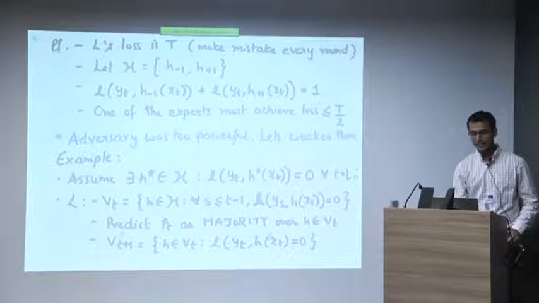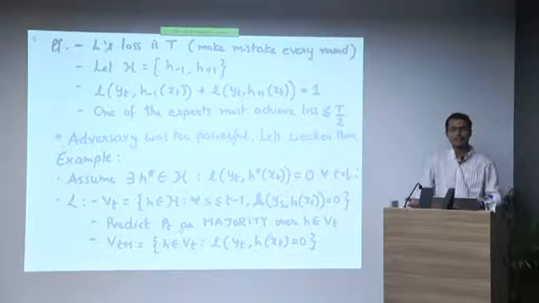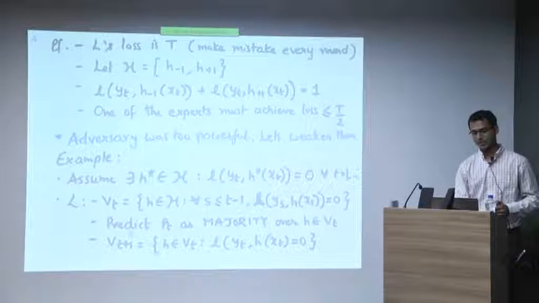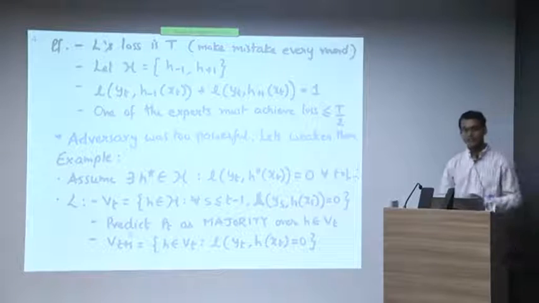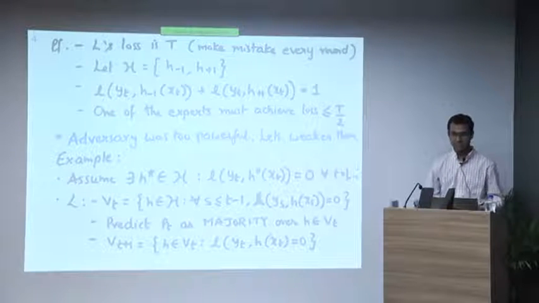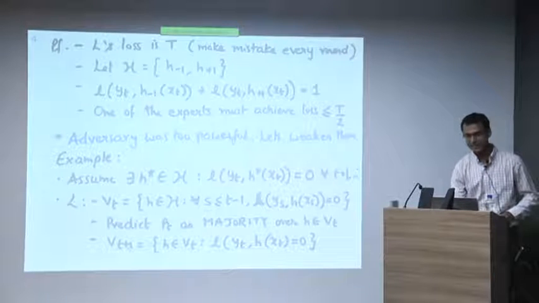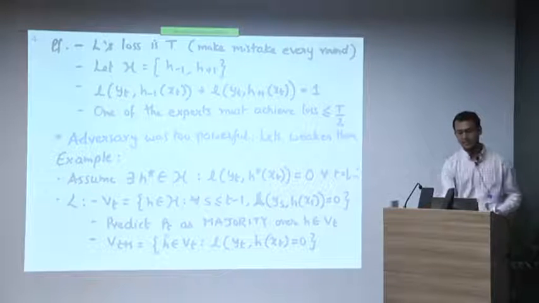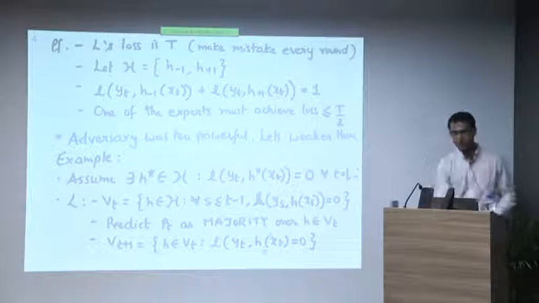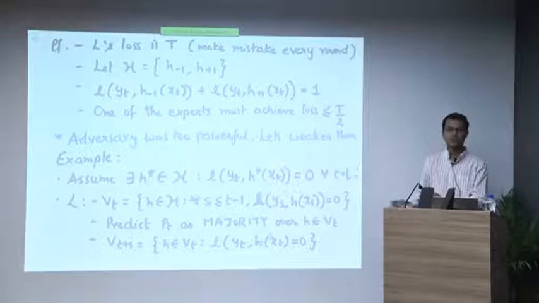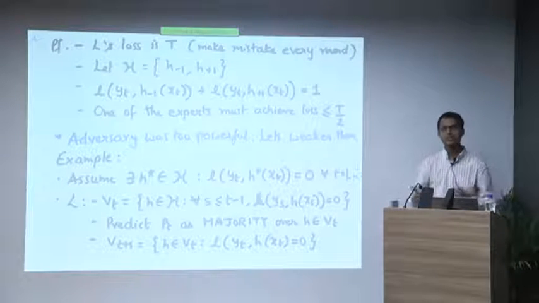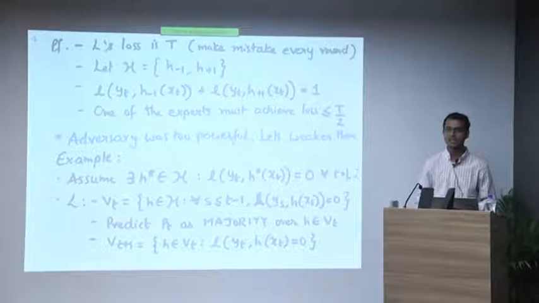Then the learner sees the response, whether they're right or wrong, and we are still in the binary case. The way you update your set is you retain all the experts who have been right in this instance. There will be some experts who are right in this instance, and maybe some who are wrong. So you're shrinking the set from Vt to Vt plus 1.